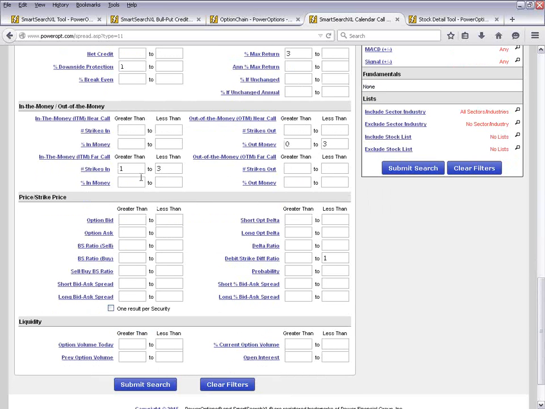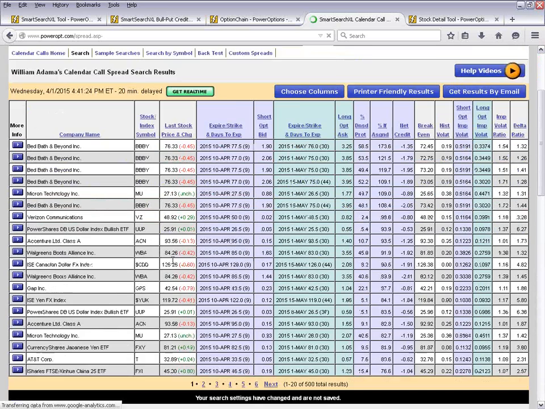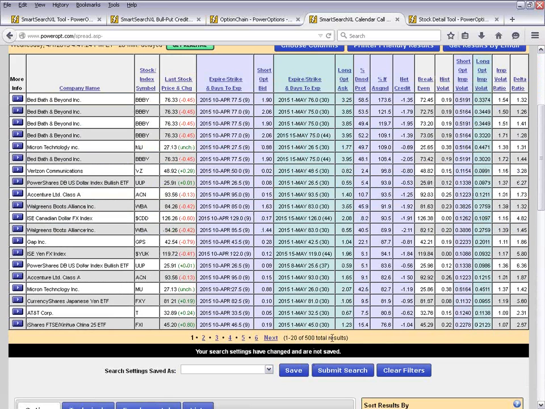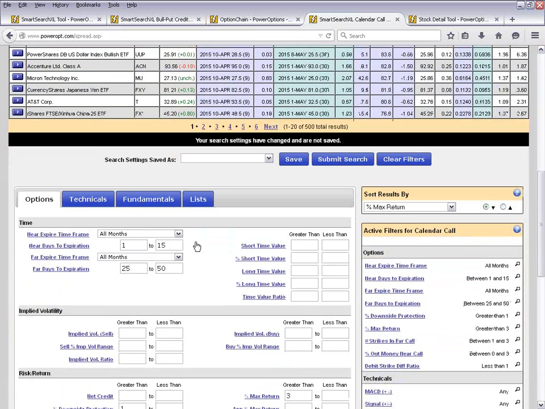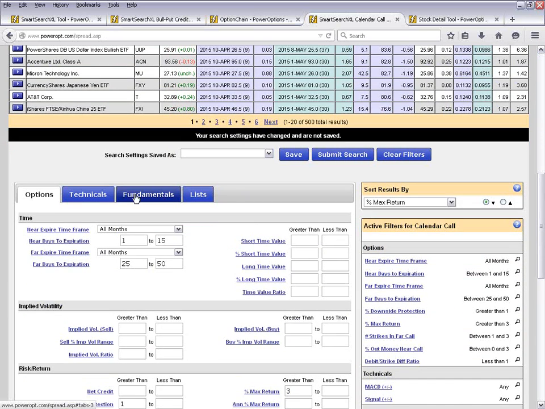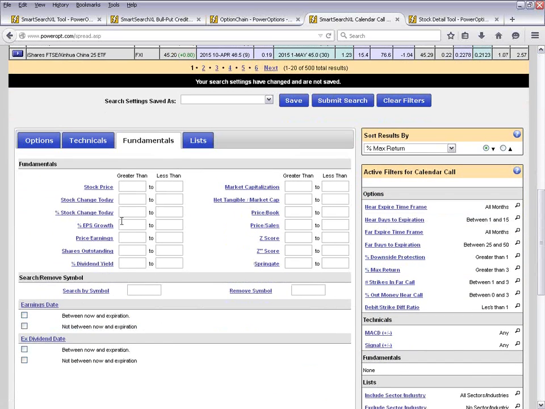Okay, slightly in the money there. Now I'm just going to leave that alone for the time being as a basic screen. Let's see if we get anything. All right, so we have 500 total results. It's way too much. Knowing now that it's a neutral to bullish position, we're probably going to enter in some of those same fundamentals we saw for the covered call.